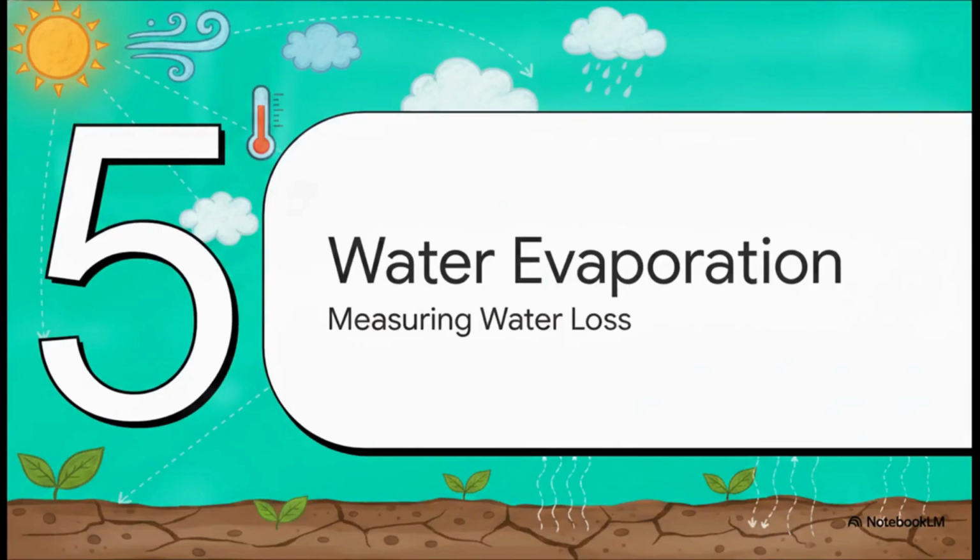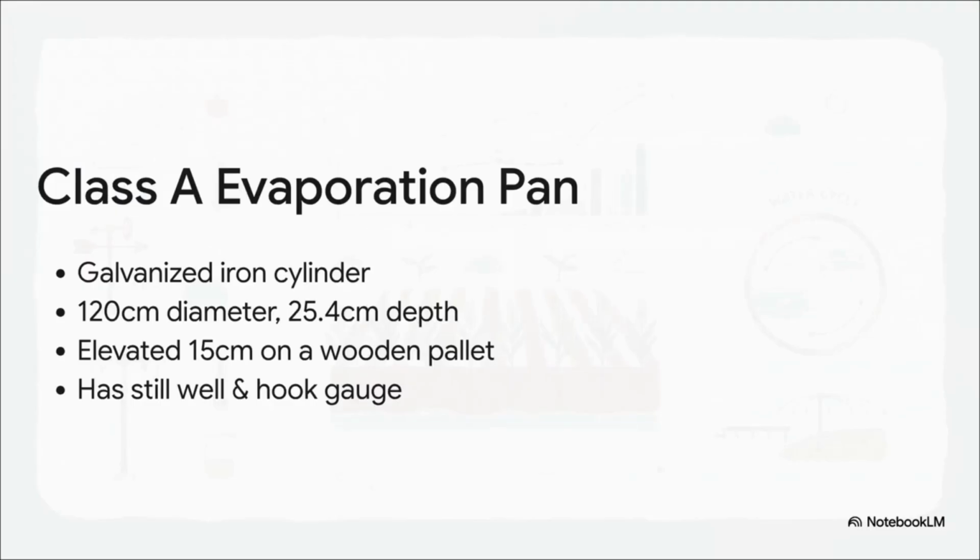Which brings us to our final metric, Part 5, measuring water evaporation, or calculating water loss. So the sun, the wind, the temperature, and the humidity, they all combine to exert this invisible force on our farm, constantly pulling moisture right out of the soil, a process we call evaporation. To precisely measure how much water the atmosphere is literally demanding from our crops, we use a highly standard tool called the Class A evaporation pan.